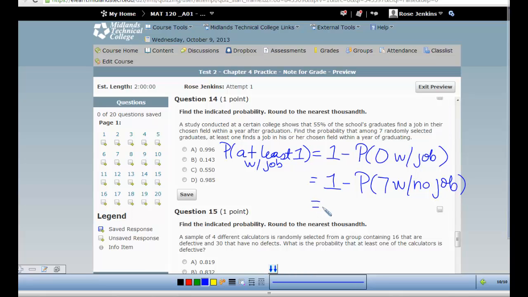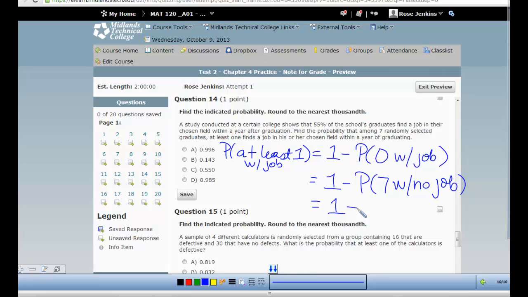And so that's where this brings us to the multiplication rule. We've got to look at no job and no job and no job and no job. We've got to do that 7 times. Keyword and, we're going to multiply. Are these events dependent or independent? Independent. We're going to treat them as if they're independent. 55% probably came from a very large pool, and we also don't have a number, so we can subtract from top and bottom.